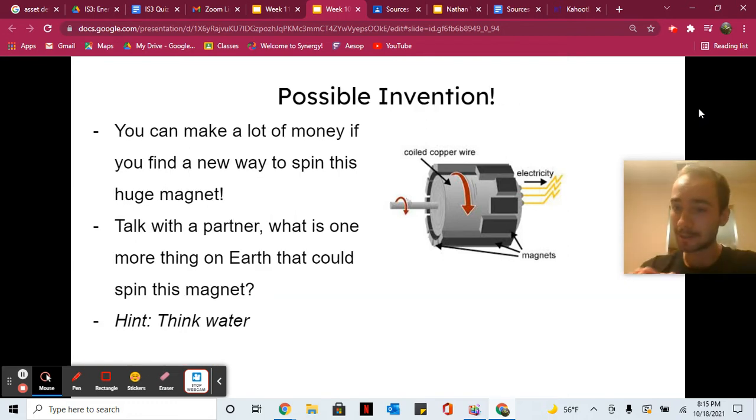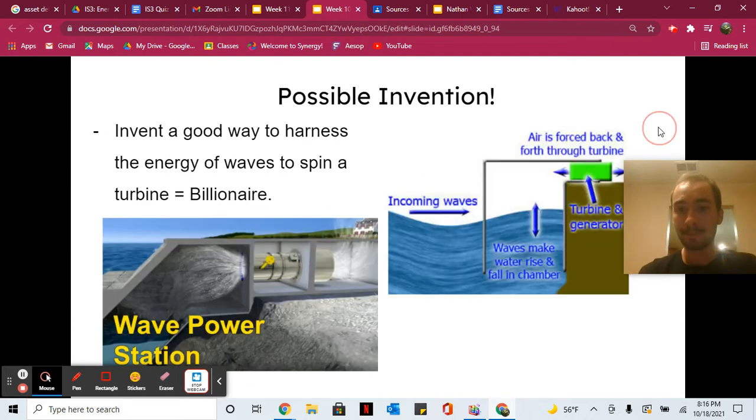And I want you to think about this. Possible invention on the way. You can make a lot of money if you find a new way to spin a huge magnet. There's one more thing on this earth that could spin this magnet for free. Okay? You wouldn't have to put any energy in to make it spin. I want you to talk with a partner or pause the video and try and think, what on earth could spin this magnet? Think about water. So pause the video now. Don't reveal the answer just yet.